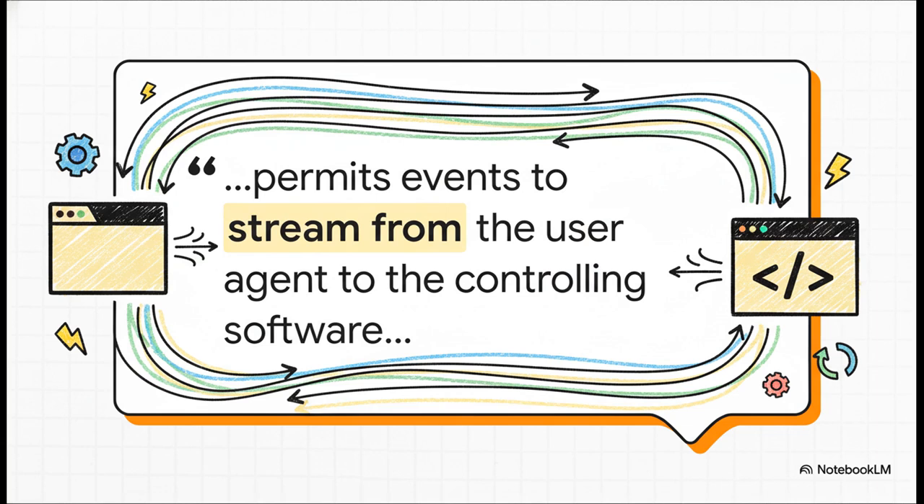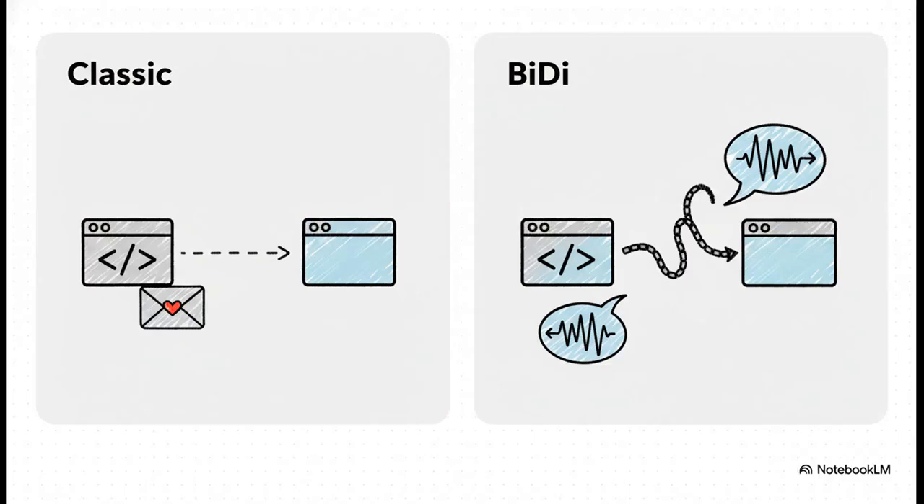As the official W3C spec says, this lets events stream from the browser back to our script. This is an absolute game changer for automating modern websites. This comparison makes it crystal clear. If the old way was sending a letter and waiting, WebDriver BiDi is like a live phone call. Instead of our script having to constantly poll the browser, asking, are you done yet? Did anything happen? How about now? Over and over again, the browser can now just tell us. The line is open in both directions.